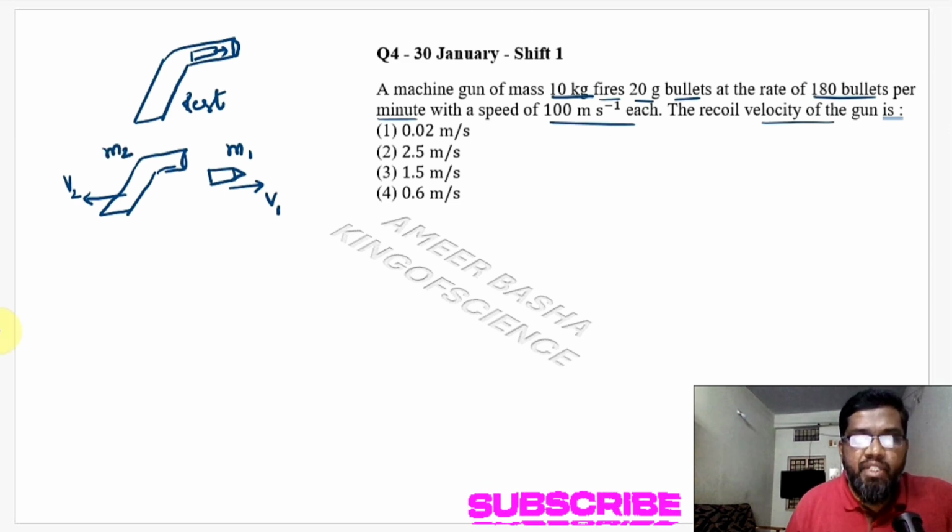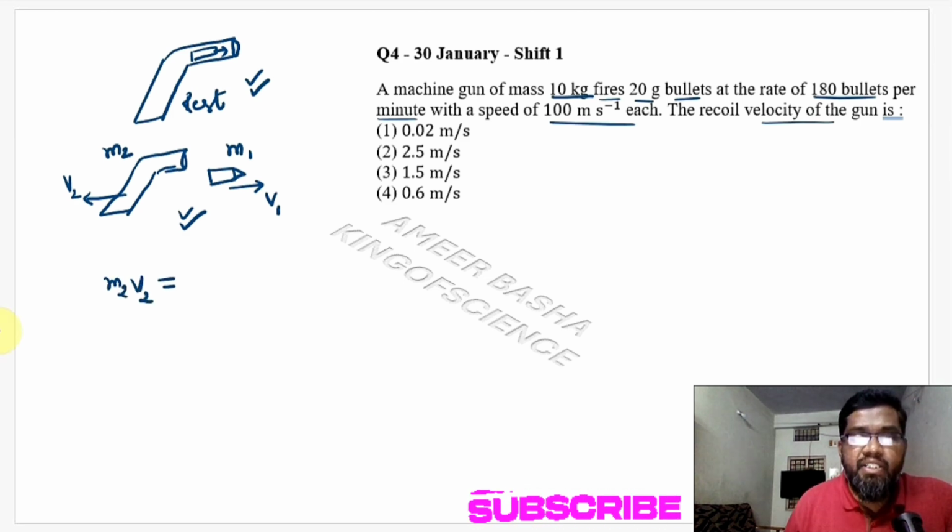So conservation of linear momentum will give you, as the initial linear momentum is 0, the final linear momentum is also 0. So that means m2 v2 will be the momentum the system carries in the backward direction. The same momentum will be carried in the forward direction also. So I can write here m1 v1.